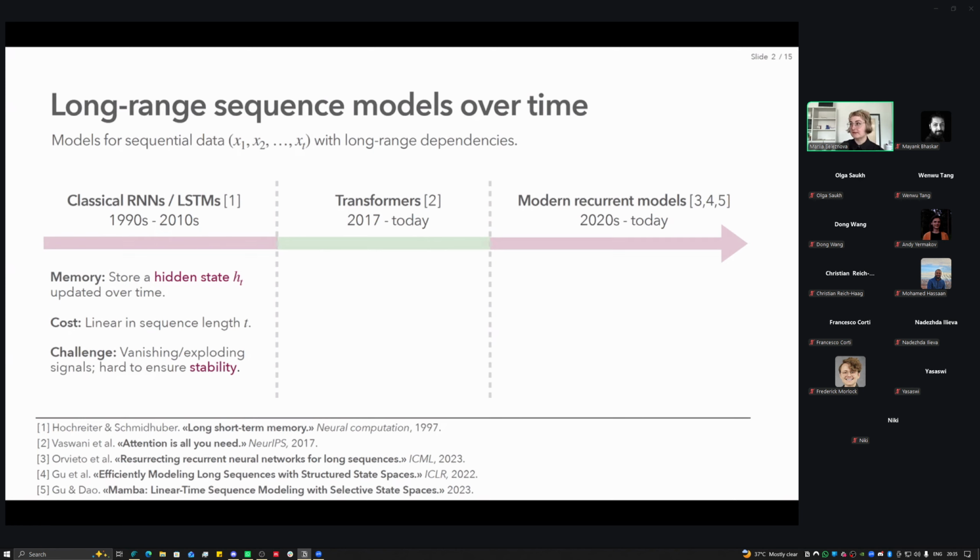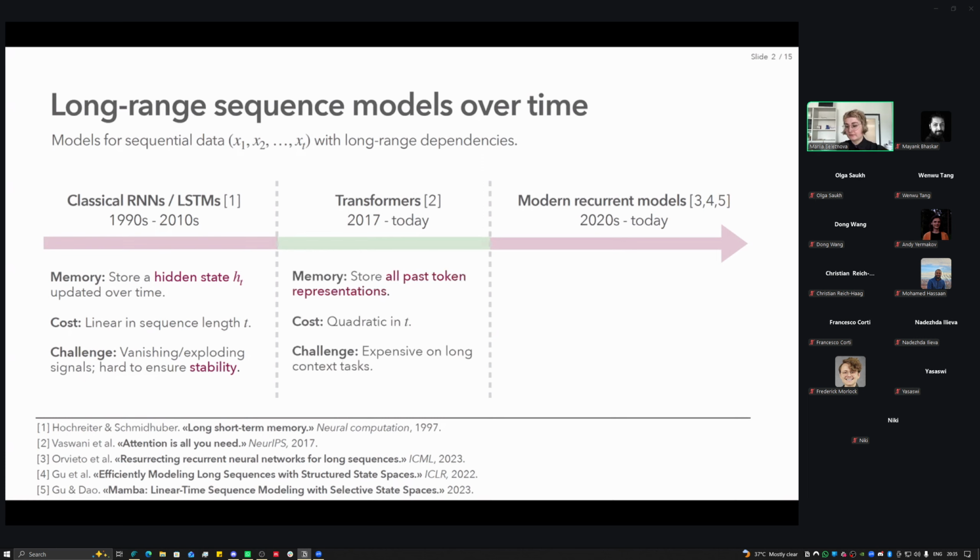So we receive a new input and we update the hidden state at every time step. And because of this structure of recurrent models, the computational cost of such models is, roughly speaking, linear in the sequence length t. But the well-known problem with recurrent models is that they're prone to vanishing and exploding signals, which makes it hard to stabilize these models and train them over long-range tasks. And I will speak about this problem today quite a lot.